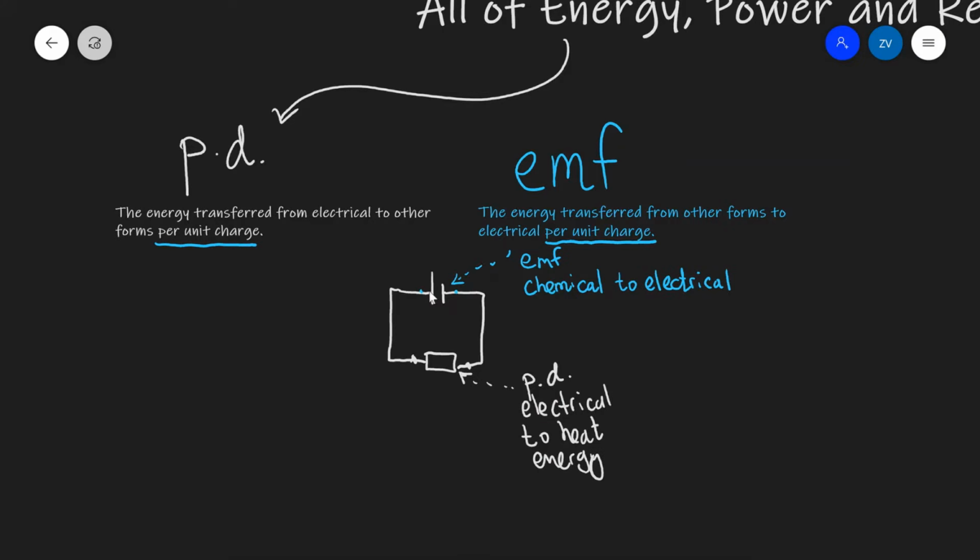Remember, in a simple circuit, for instance, we have a little cell that's been connected to a resistor. EMF we can find across this cell because chemical energy has been transferred to electrical energy. Potential difference we can define as the energy transferred across this resistor because we have electrical energy that's been transferred to heat energy across the resistor.